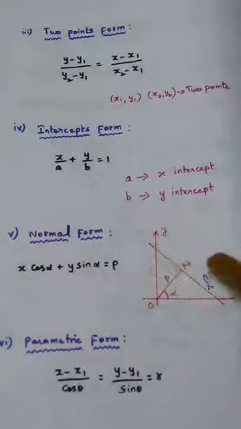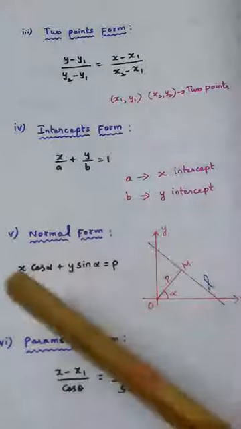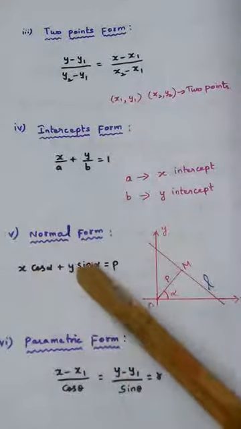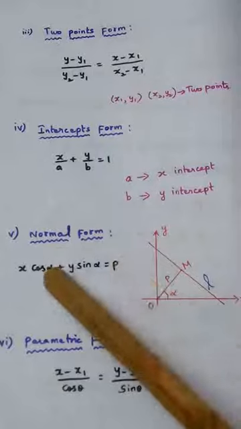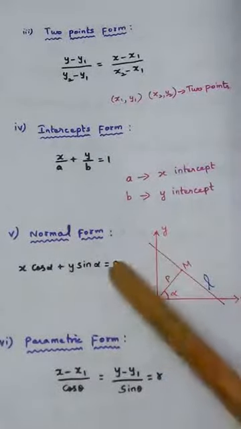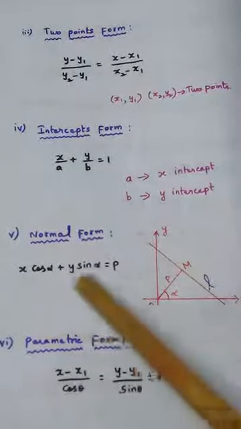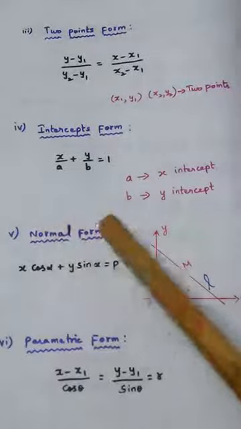If this is the case, then the equation of this straight line L is given by x cos alpha plus y sin alpha is equal to p, where alpha stands for angle made by the perpendicular with x-axis. P stands for the distance between O and M. What is this? Equation of straight line in normal form.